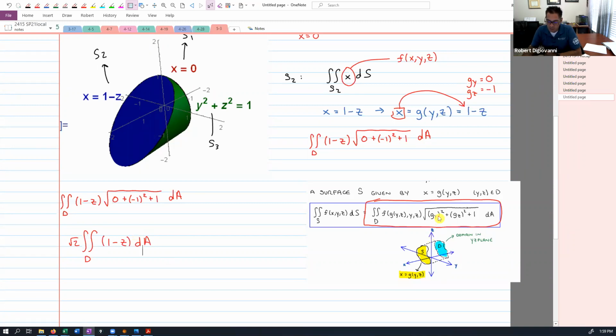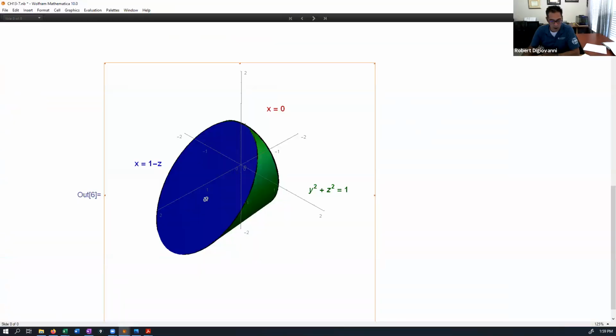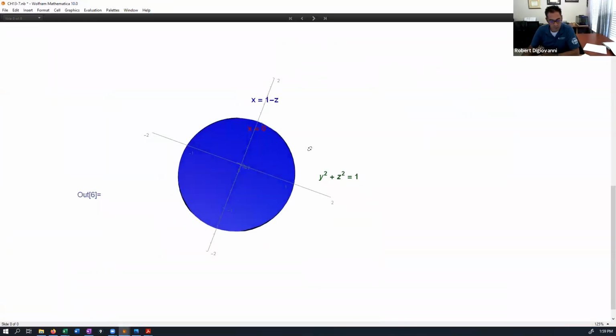So look at this formula here. It says you're going to take this surface integral and convert it to a double integral over d. D is the domain in the YZ plane. So what is the domain of this blue surface in the YZ plane? The shadow of it cast up against that plane. What do you see? It's a circle of radius 1. If we look at that blue from this point of view, there's our circle. We know it's a radius of 1 because of this cylinder.